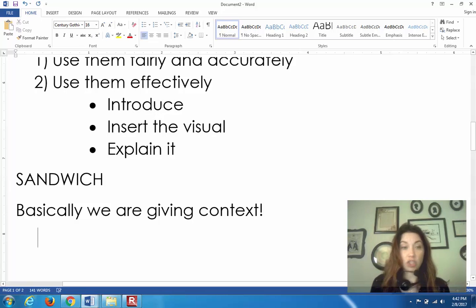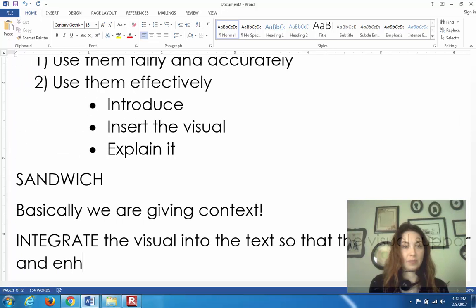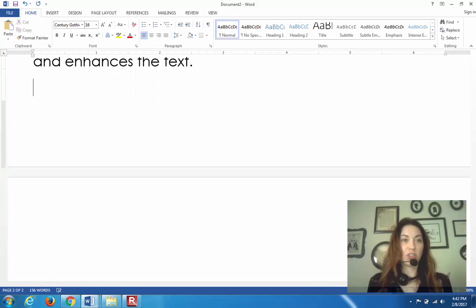You want to integrate the visual into the text so that the visual supports and enhances the text, rather than just being like, oh, look at this pretty picture that I found on the internet. We want the text and the visual to work together.